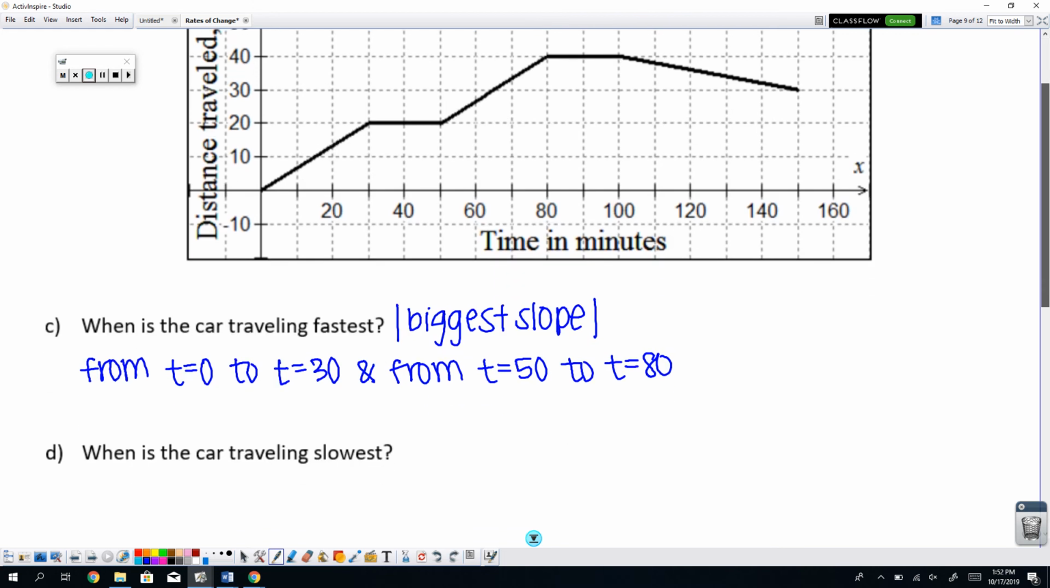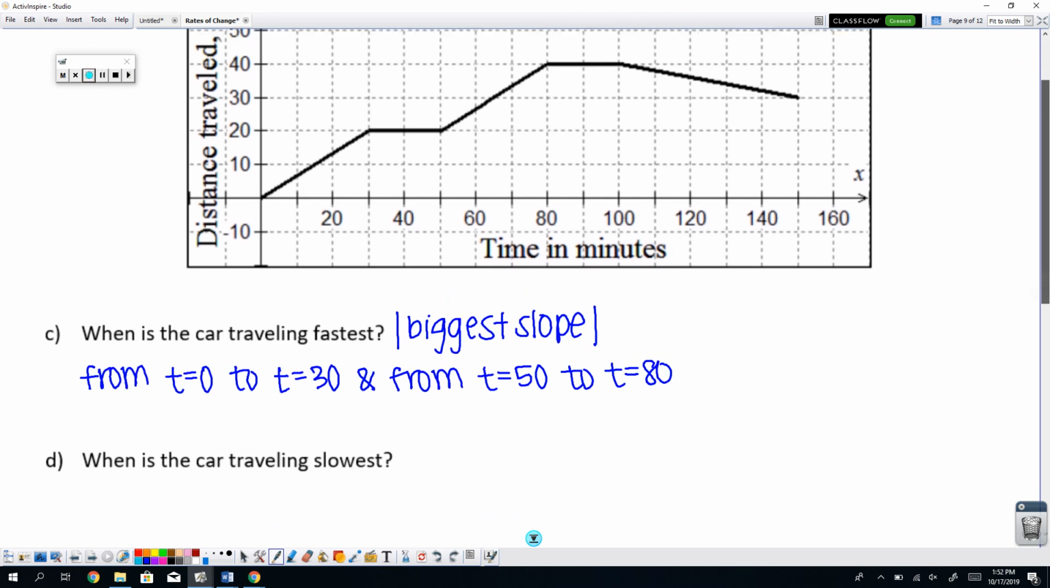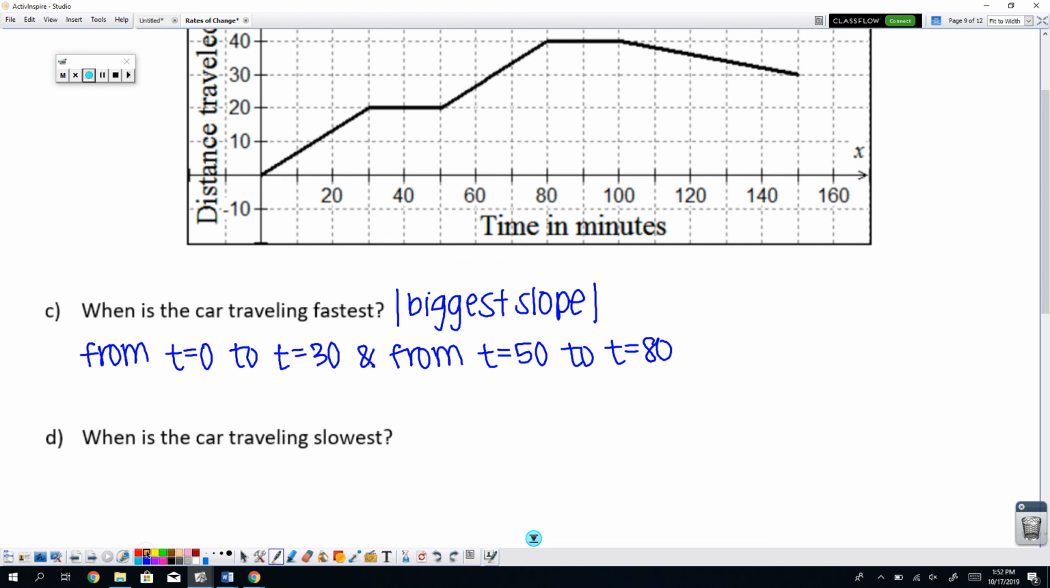Okay? It says, when is the car traveling the slowest? So I'm actually going to write in here, let's ignore the parts where we're stopped, because we're not really moving at all then. Okay, so ignore when stopped. So if we do just the slowest, that would actually be from 100 to 150.